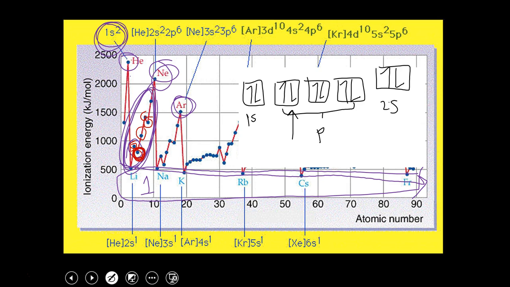Oh, sorry, I forgot the 2s in there. But you get my point. You could see where it dipped and why if you draw out the electron configuration that way, the orbital notation.